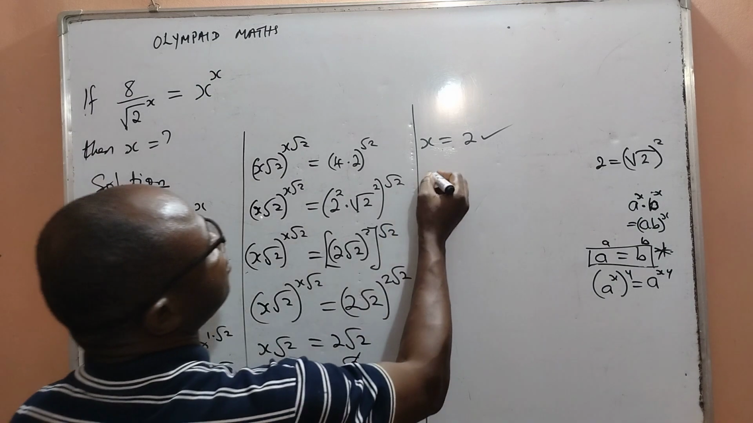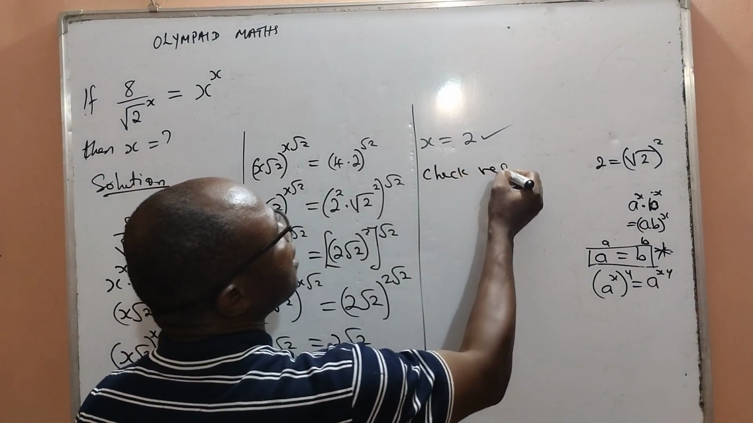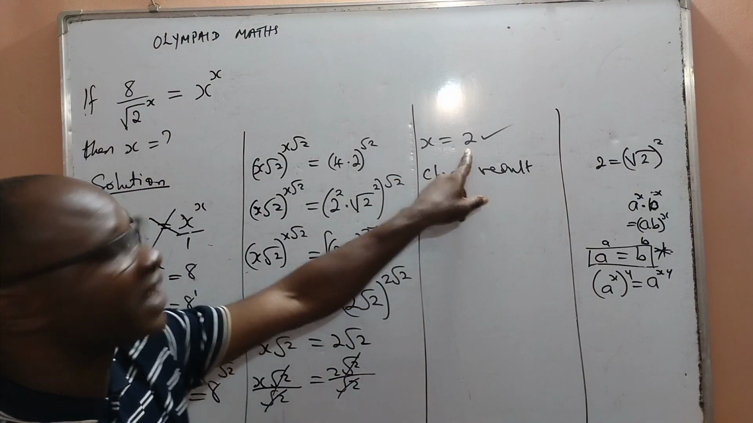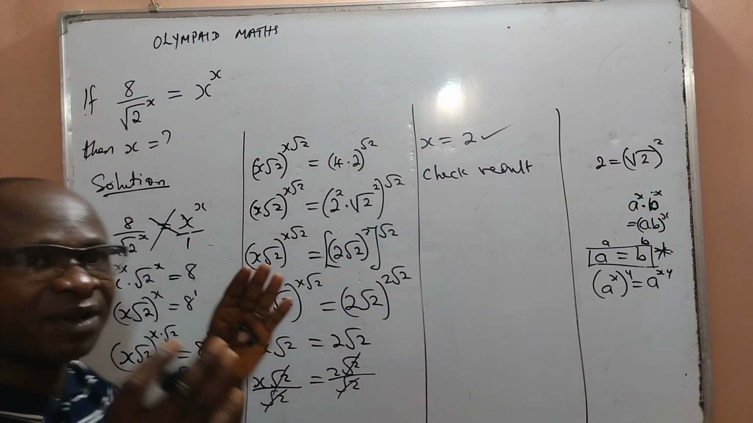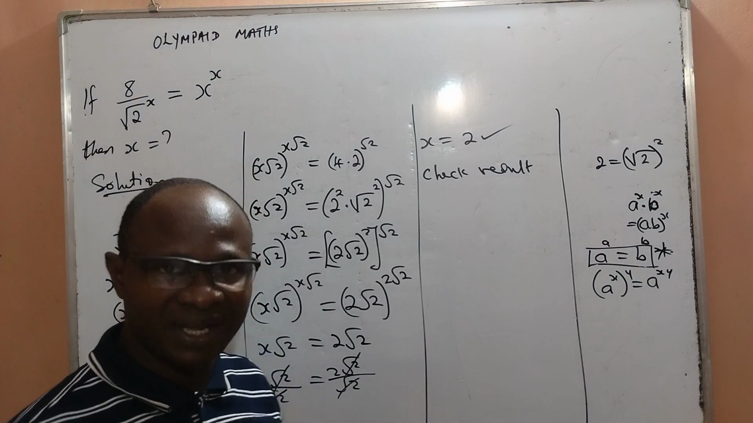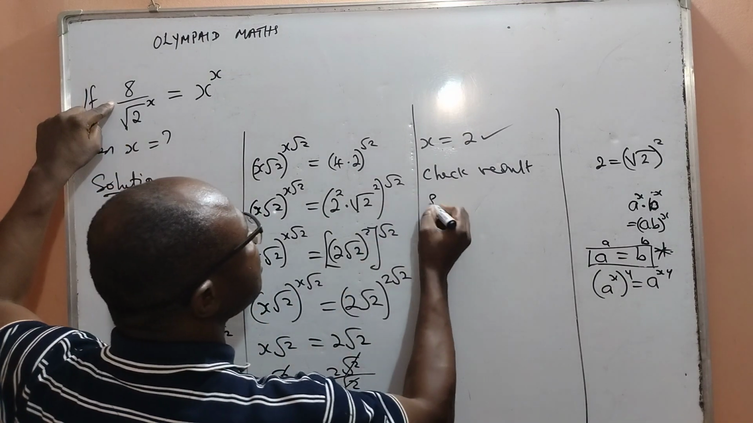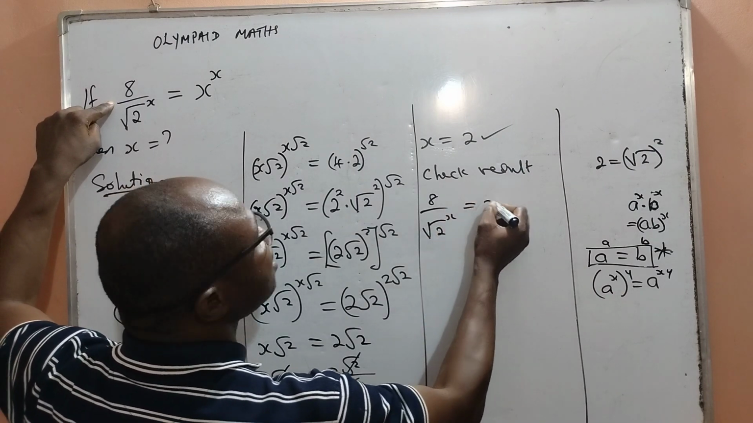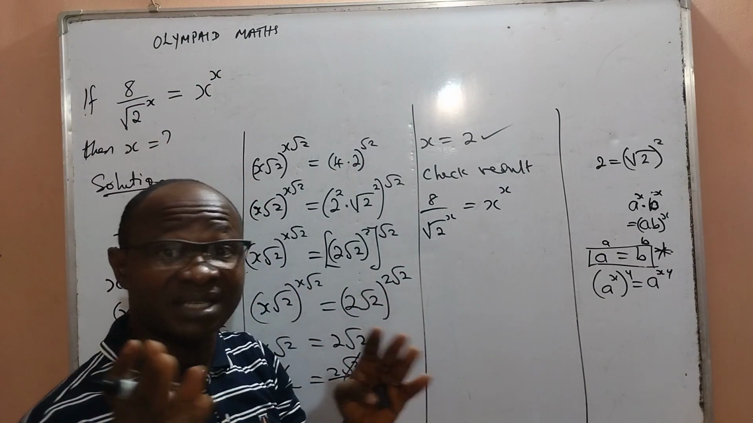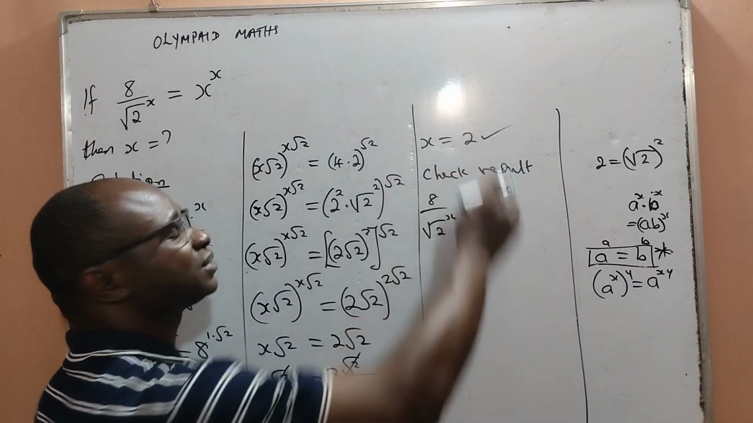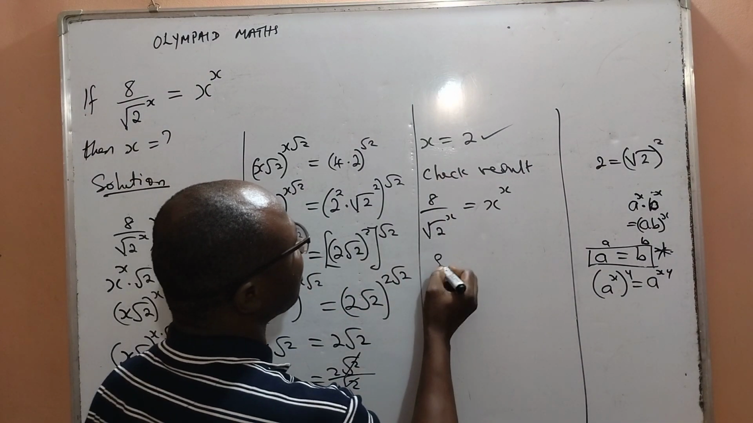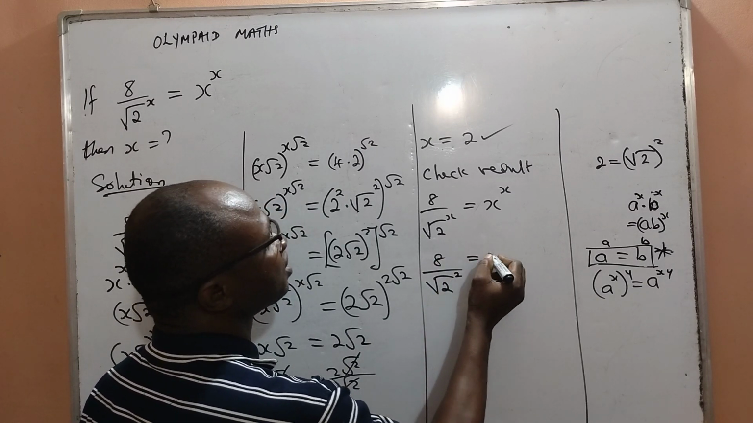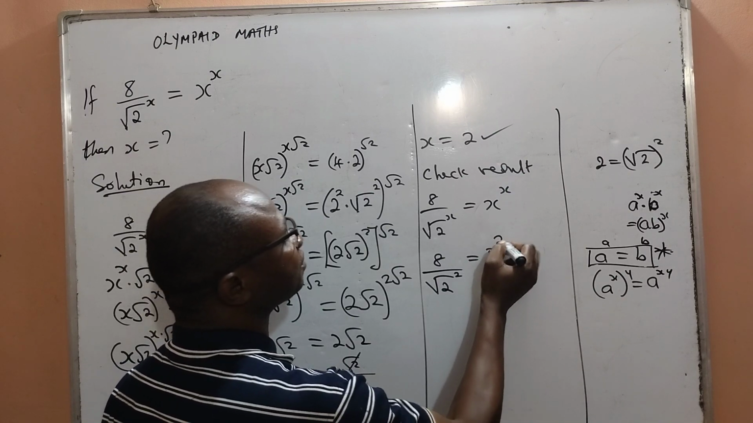Now let us check the result. By checking the result, what we mean here is to replace the value of x into the original question to see if the right hand side will be equal to the left hand side. And the original question is 8 all over the square root of 2 raised to the power x. Is it equal to x raised to the power x? x is 2. Anywhere I see x, I put the value 2. That means 8 all over the square root of 2 raised to the power 2. Is it equal to 2 raised to the power 2?